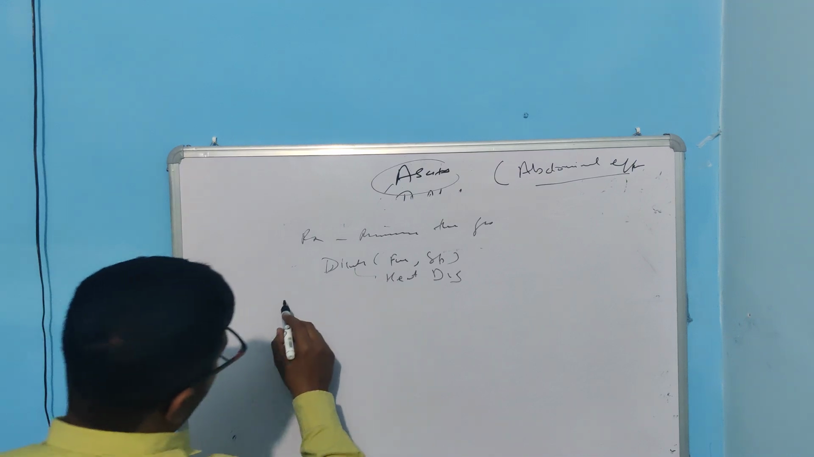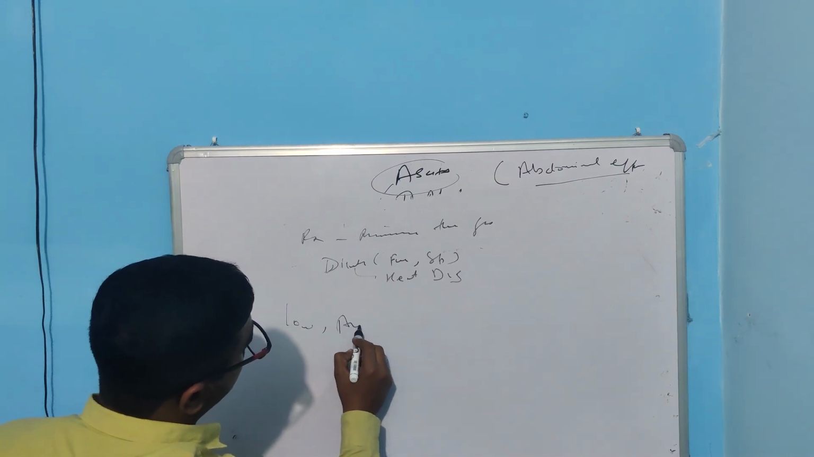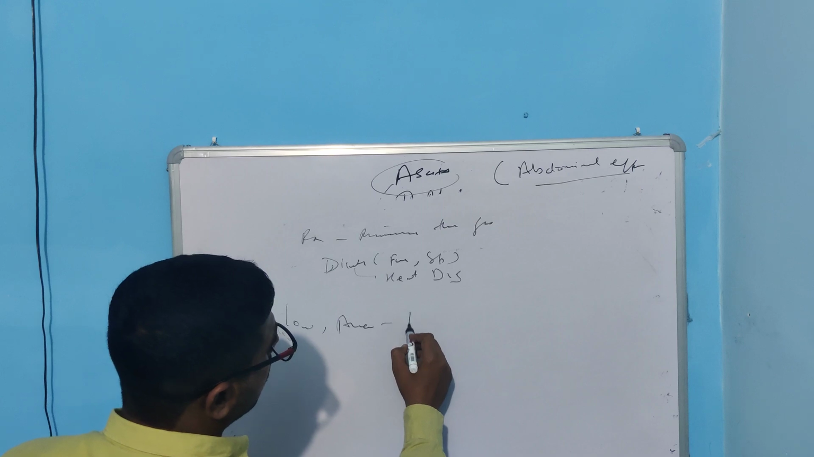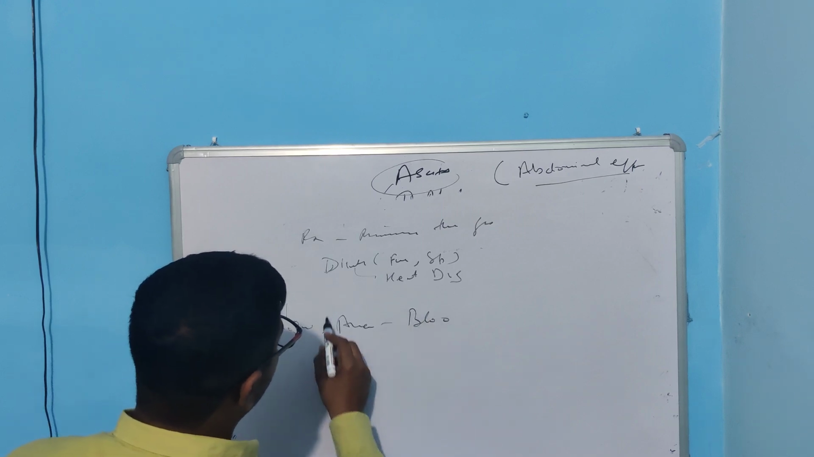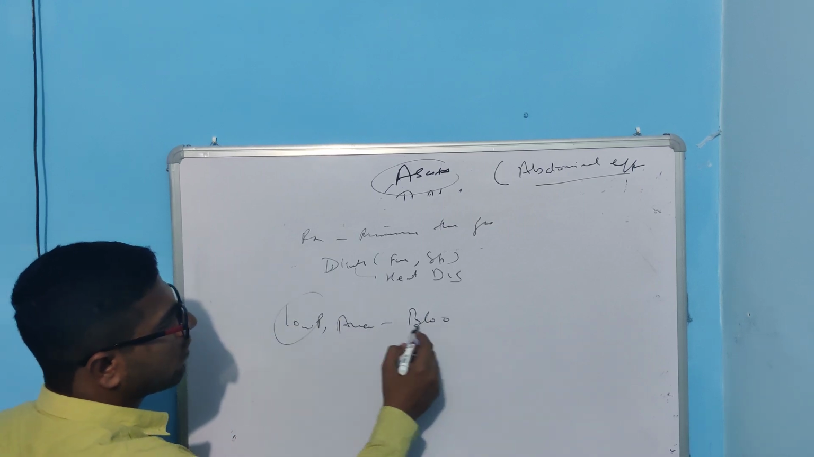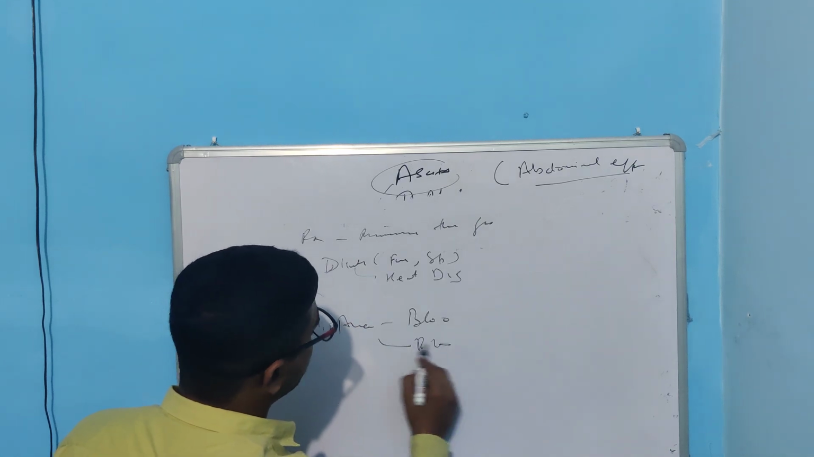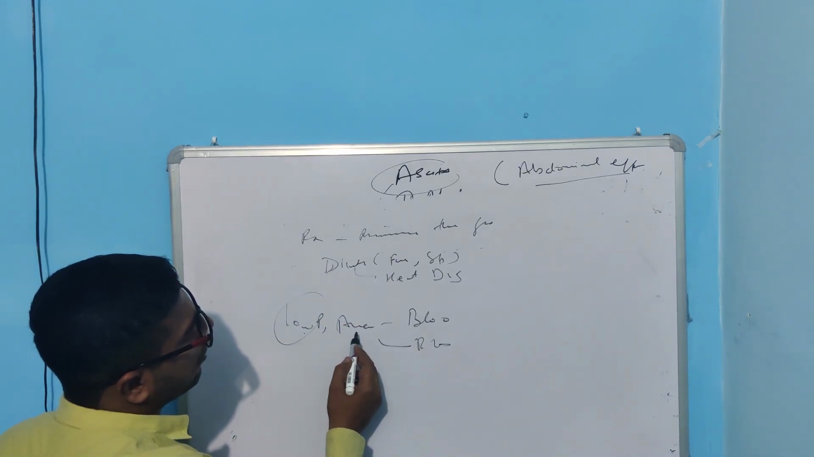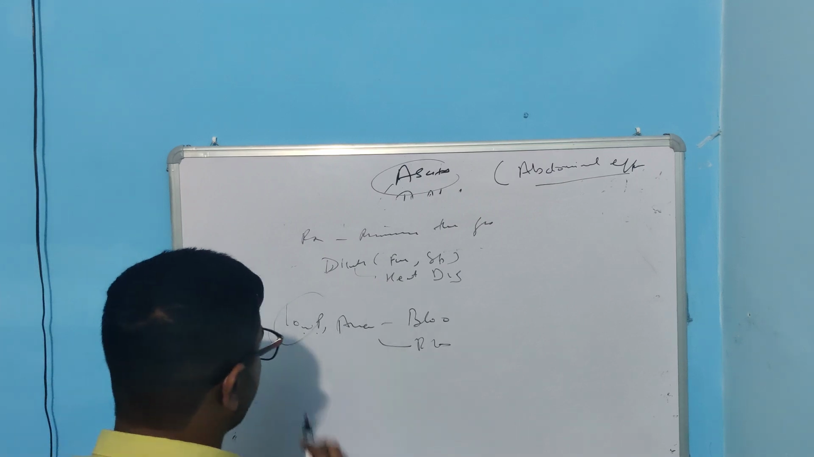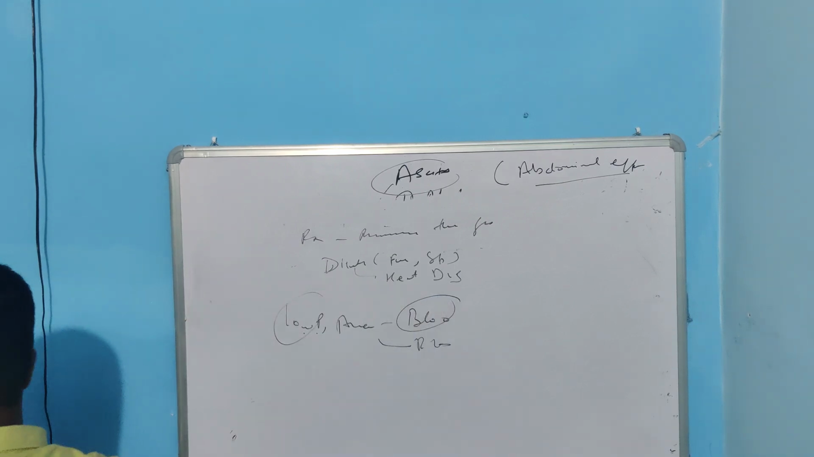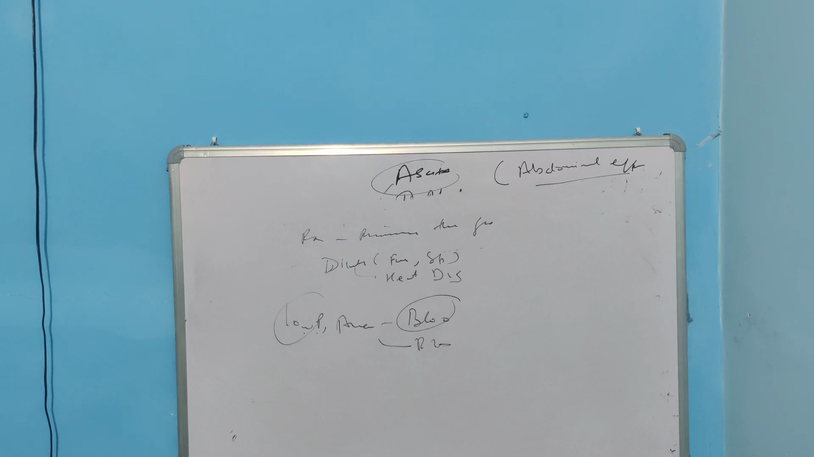Another, if there is low protein and anemia, you can go for blood transfusion. If only low protein is there, you can go for plasma transfusion. If protein is low as well as anemia is there, you can go for blood transfusion. So this is the treatment part of ascites, and you have to obviously address the underlying medical condition.